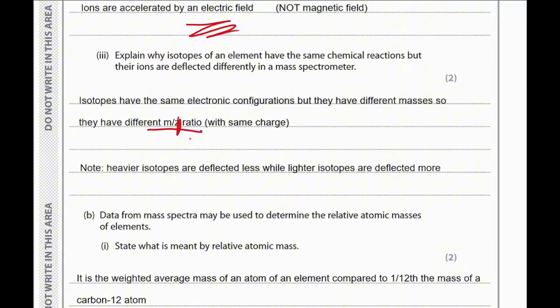Imagine they have the same charge. Here m is the mass and z is the charge. Imagine they have the same charge but they have different mass. So if someone's mass is lower, the overall mass to charge ratio decreases.